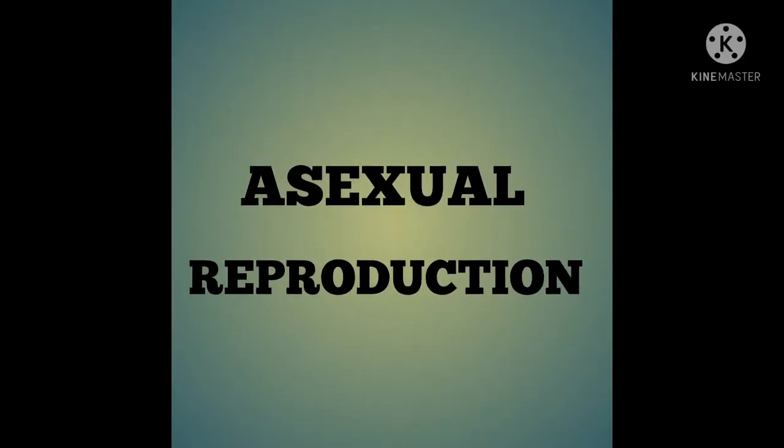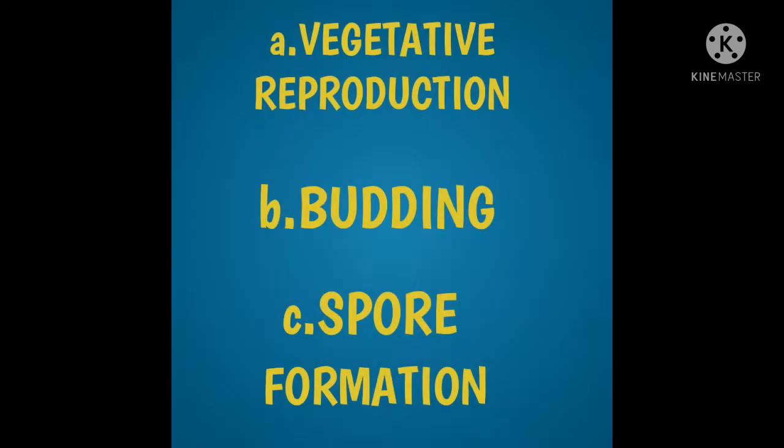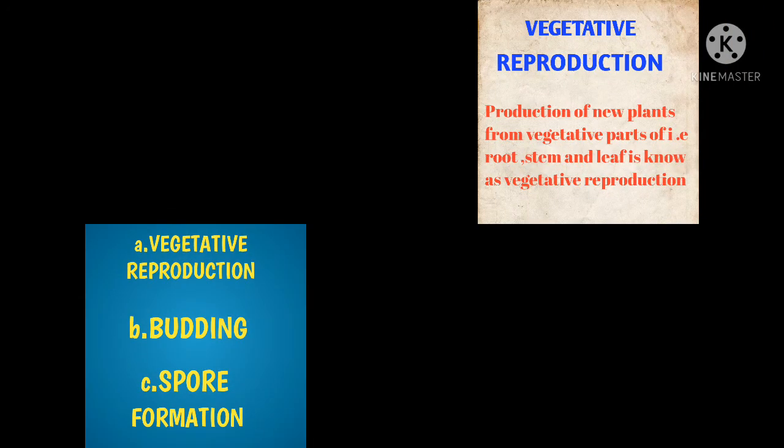Asexual reproduction. The most interesting thing in plants is that a baby plant can grow even without the formation of seeds. This is without sexual reproduction. Let us study some more such processes. Asexual reproduction is of 3 types: vegetative reproduction, budding, spore formation.